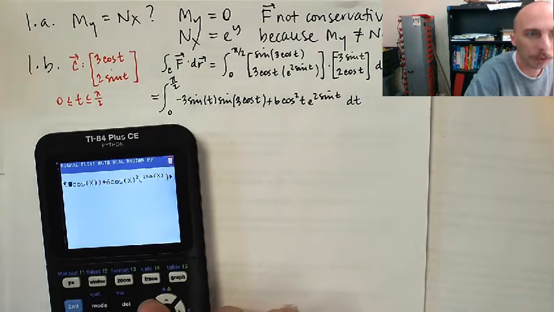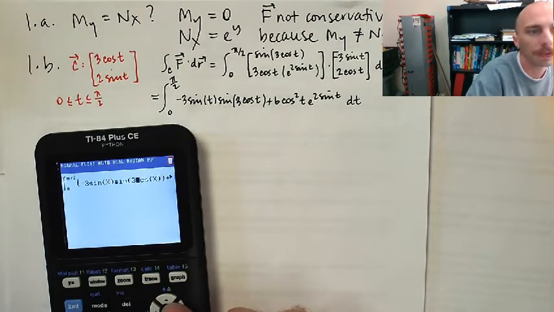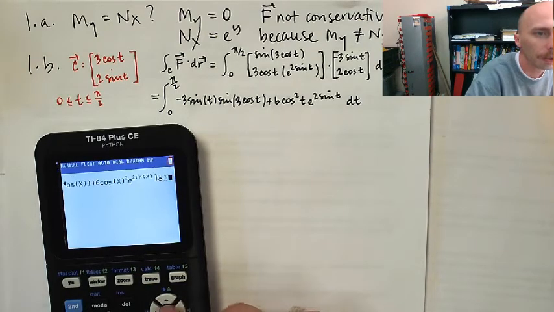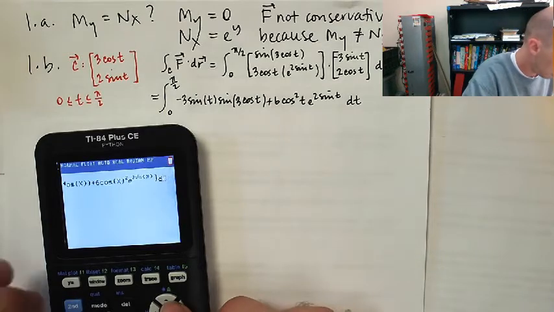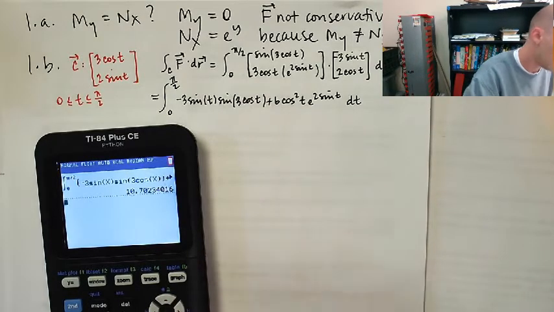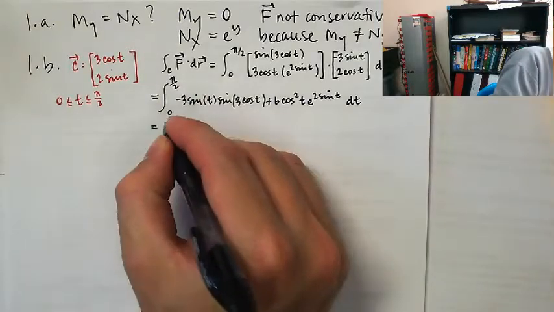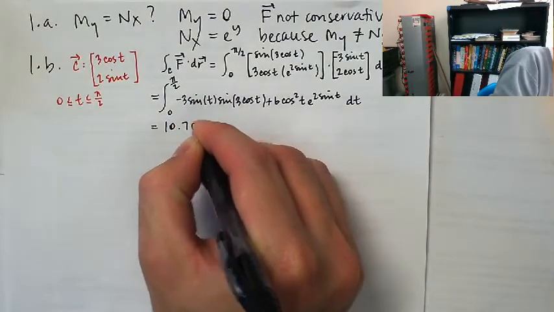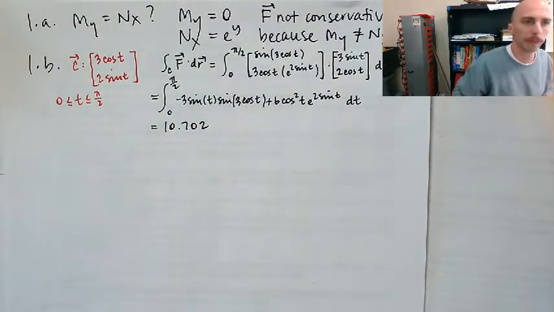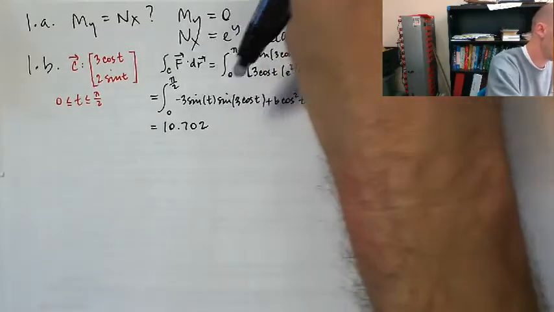I'm just going to scroll back through and make sure that I've closed off all my parentheses, because that's the place where a minor tragedy could still occur. That's going to be 10.702. Well, that's the path integral.